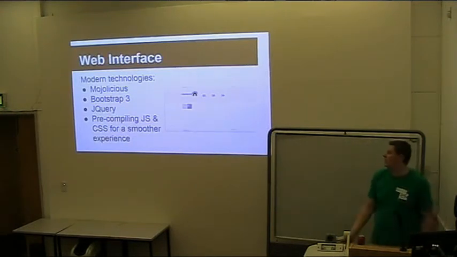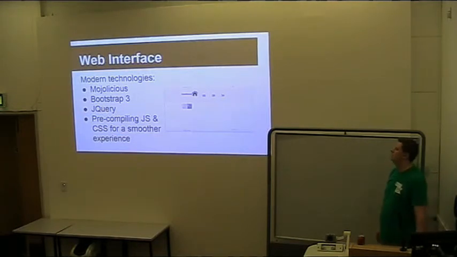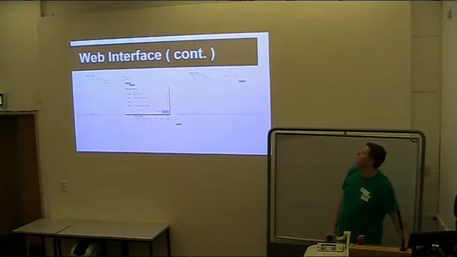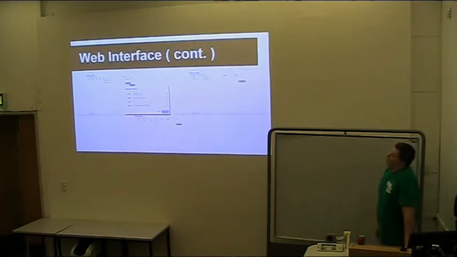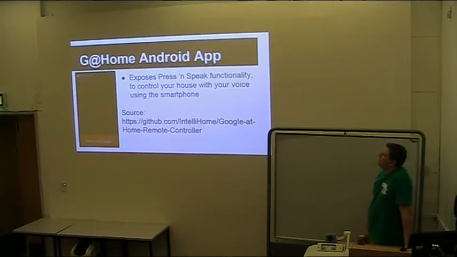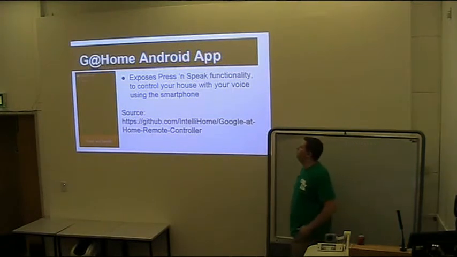Web interface, again, newish technologies: Bootstrap, Mojolicious, Sass for CSS recompiling and stuff like that. A few more pictures of how the UI looks. It's not very pretty, but it gives you useful information. A Google Home Android app is available. Simply add your IP and press to speak. Source is available as well.